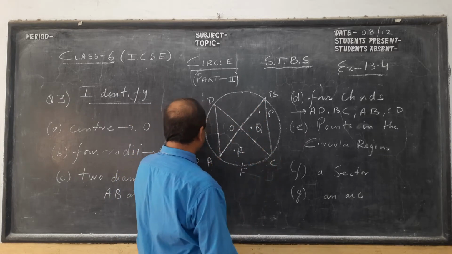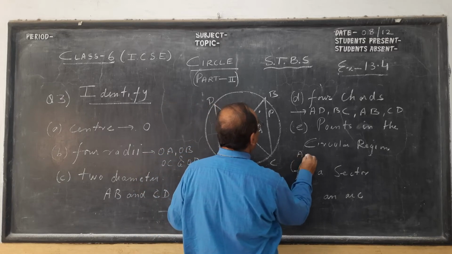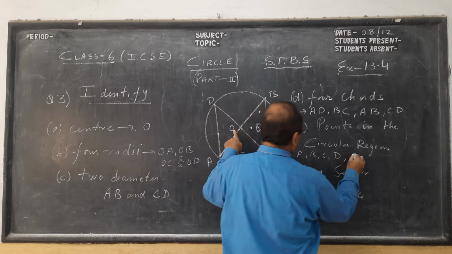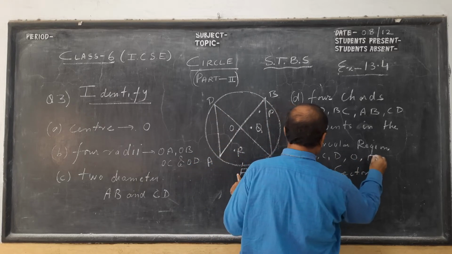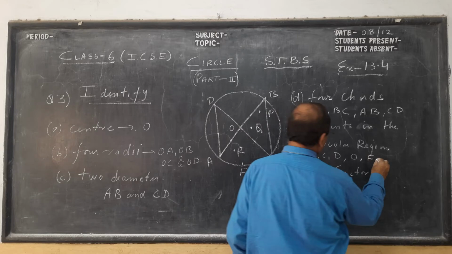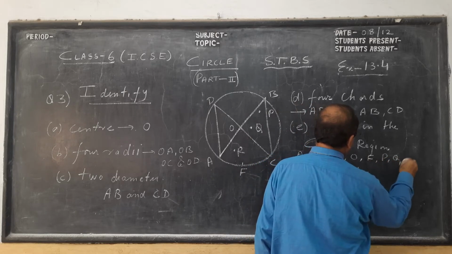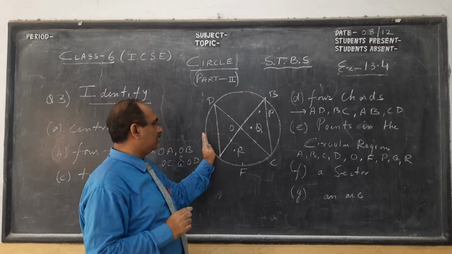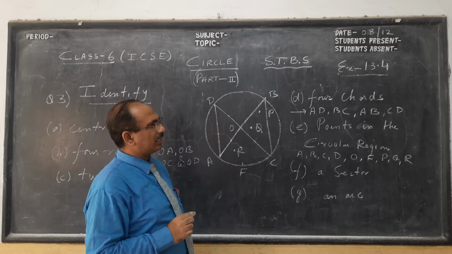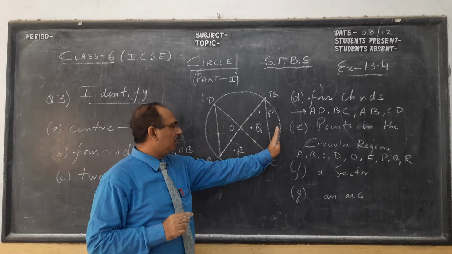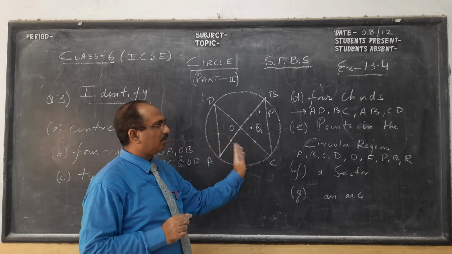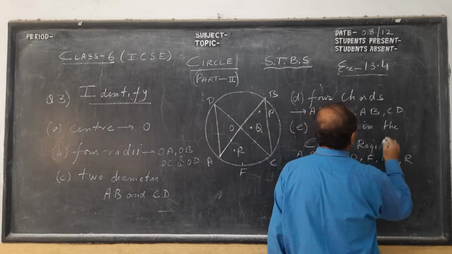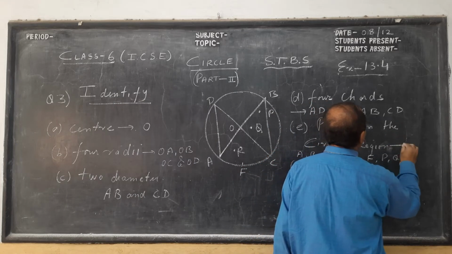Points in the circular region. Whatever points you see, children: A, B, C, D, O, F, P, Q, R. These are all points on the circular region. Nothing is exterior. You see, either it is on the boundary or inside. So circular region means including the boundary and the interior of that. So these are the points we have in the circular region.